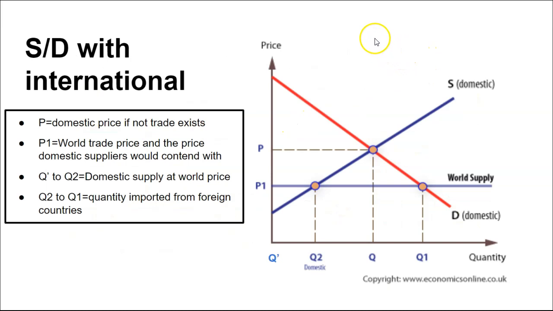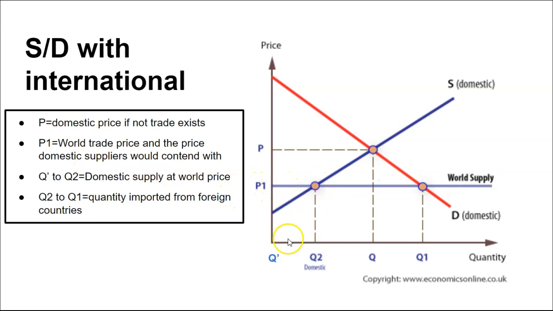So for international stuff, we have this. I have a little key over here. The price on here is the domestic price. If there's no trade partners, you'd be selling it at point P and point Q would be bought. But if there is trade going on, then the world price, the world supply, is at P1.